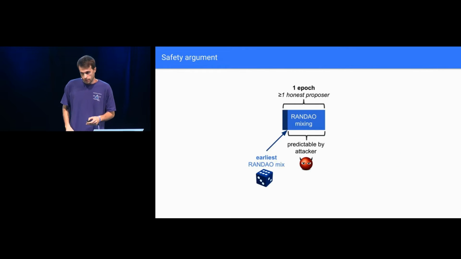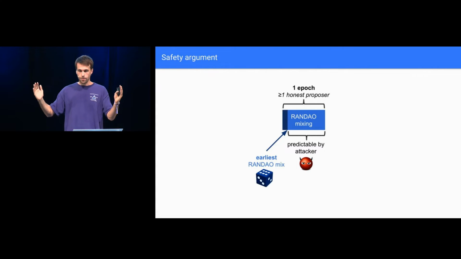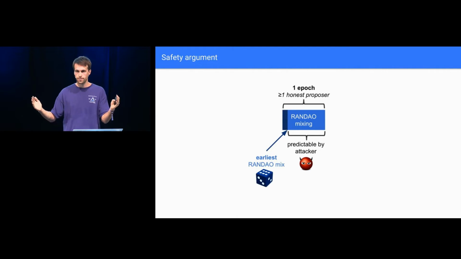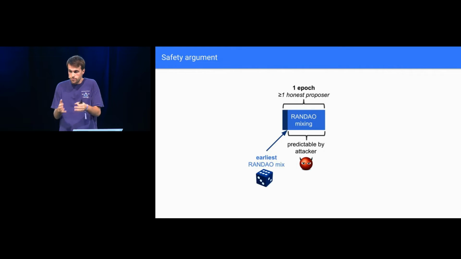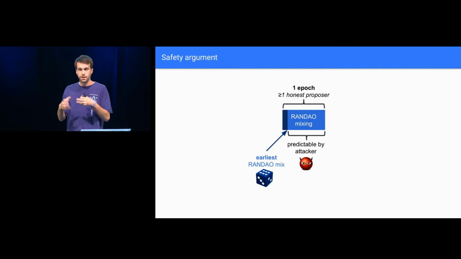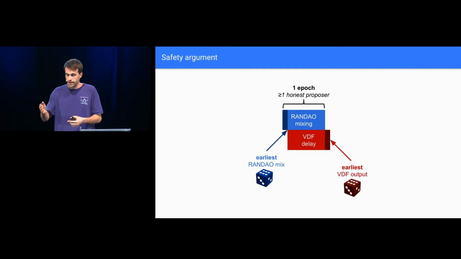Okay? So this is briefly the safety argument. Why does this produce unbiasable randomness? If you look at one given epoch, you will have at least one honest proposer. And the reason is because we have 128 blocks, and we have an honesty assumption and a liveness assumption, which says that with very high probability, we'll have at least one. And if you look at the last honest proposer, that will be the point after which everything is predictable by the attacker. So the attacker can try and build various Randao mixes given his local entropy, and he can start feeding it into the VDF as soon as possible.